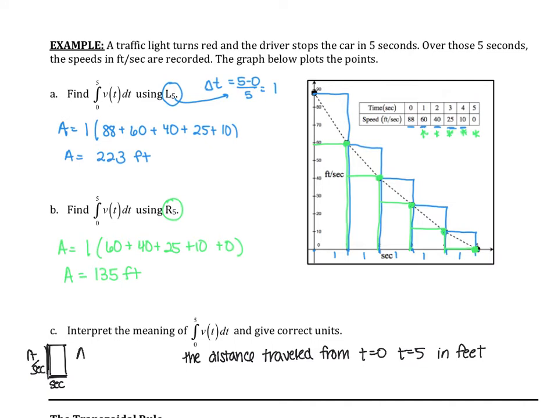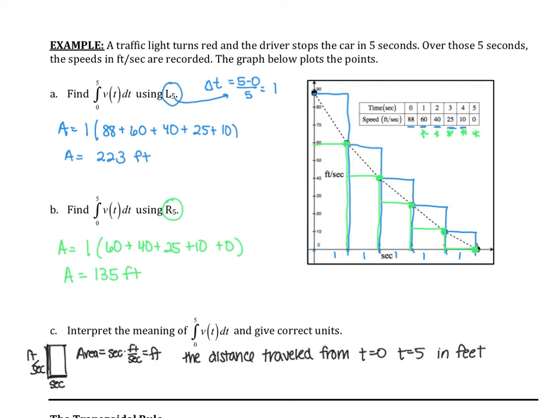And I know area equals base times height. Well, my base is seconds, and my height is feet per second. And when I multiply these, I am left with just feet. So if you ever get stuck and can't quite figure out what it should be, think about the rectangle and what the units are and how it impacts the whole problem.